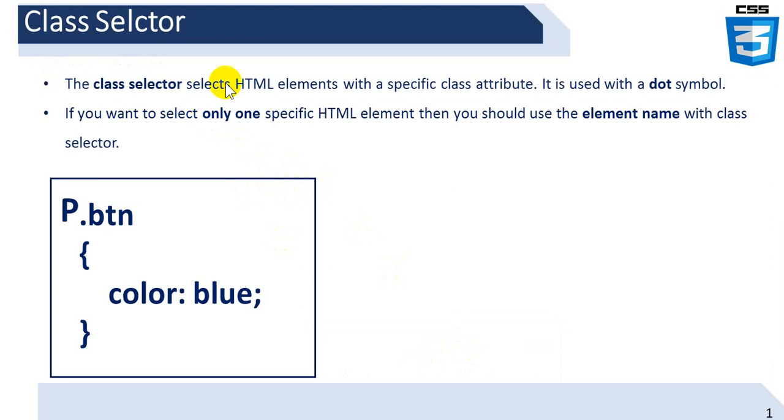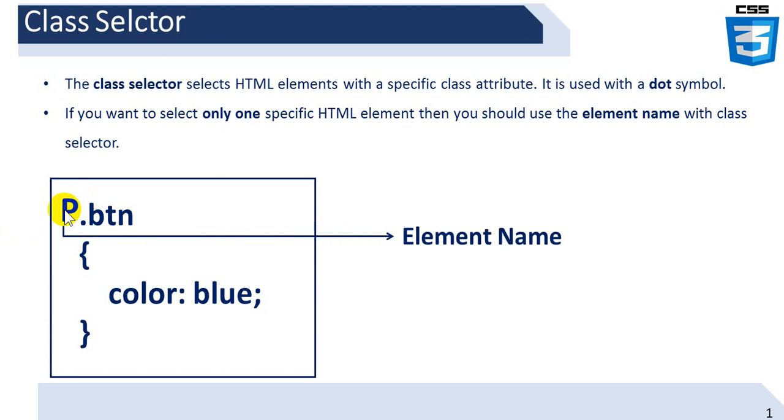If you observe, the class selector selects HTML elements with a specific class attribute. It is used with a dot symbol. So dot means this one. If you want to select only one specific HTML element, then you should use the element name with the class selector. See, I want to select only paragraph type elements. I want to apply this class only to the paragraphs.